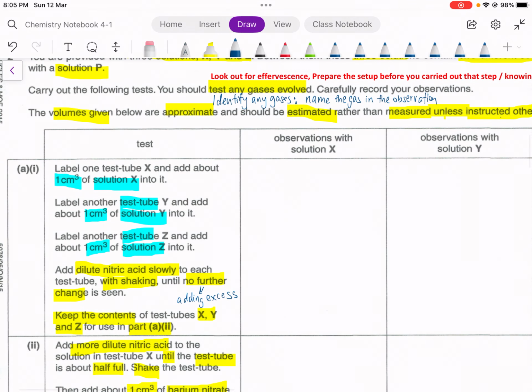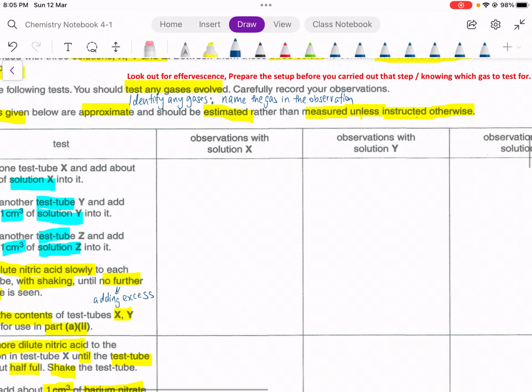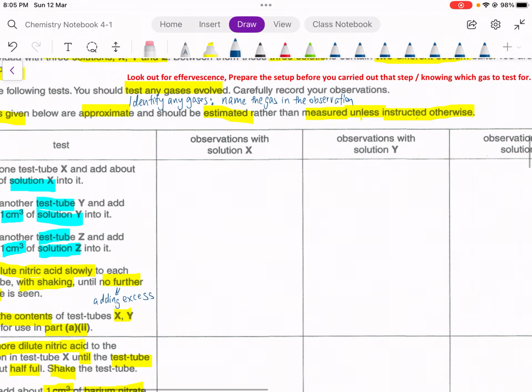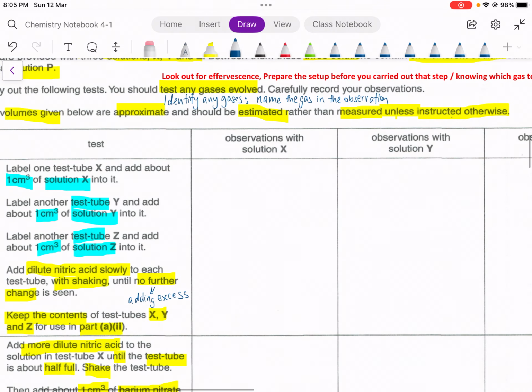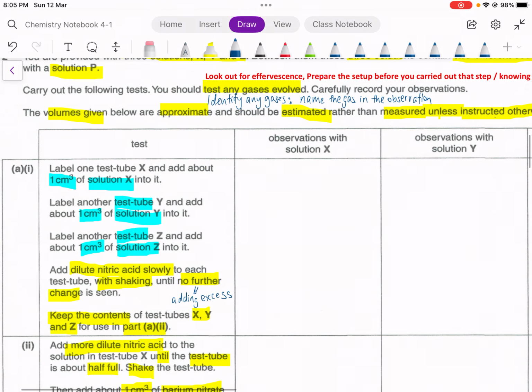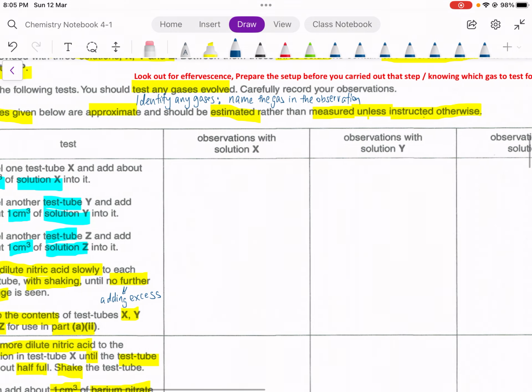All these are tests, and there's a rationale behind each step. Later we'll go through it in detail. You should test any gas involved. That means if you see gas form, you need to test for it. So how do you know what to test for and which gas to test for? You need to follow me and annotate on your own practical book as well. Whenever they say gases, you need to look out for effervescence.